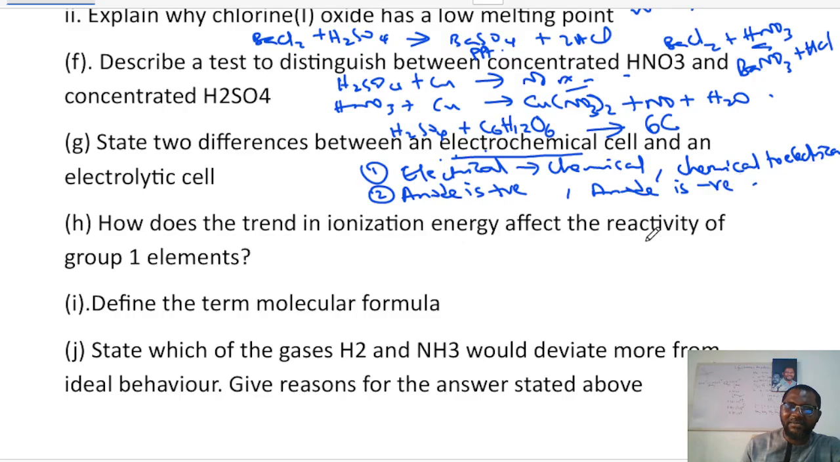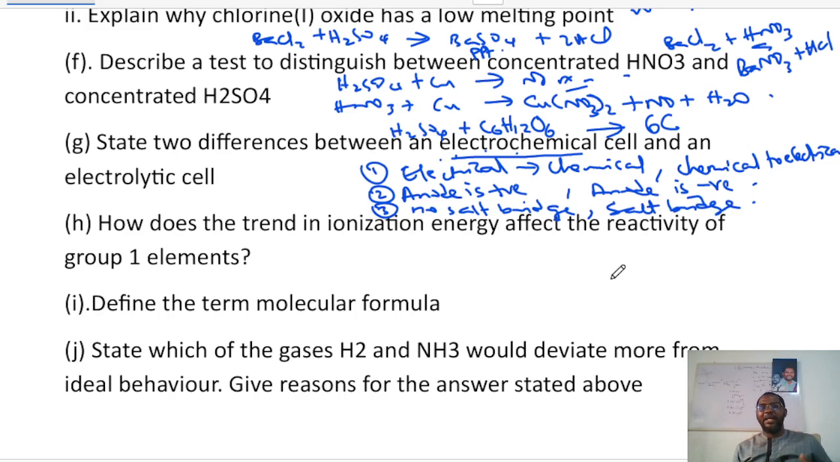Are you seeing that? Then another difference, in an electrochemical cell there is no salt bridge. You don't see anything like a salt bridge, but in an electrolytic cell there is a salt bridge. Again, another difference is that in an electrochemical cell, cathode is negative, and in an electrolytic cell, cathode is positive. Very interesting.